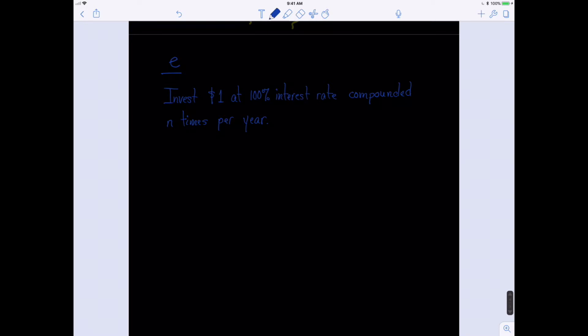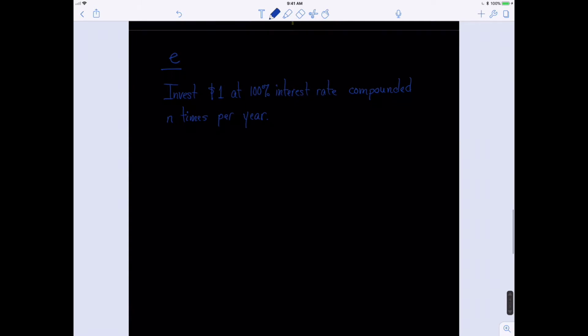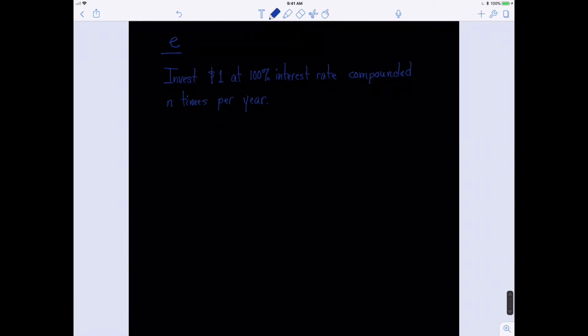So, the title is E, and the problem is this. Invest $1 at 100% interest rate, compounded n times per year. Now, really, 100% interest rate? Well, that's a good interest rate. So let's do this. We're going to make a little table here, and we're going to track this to see what happens.